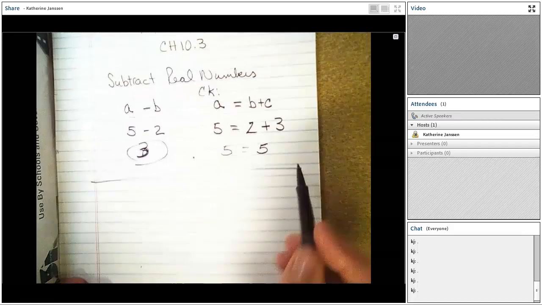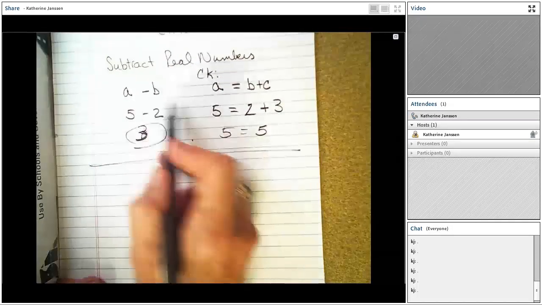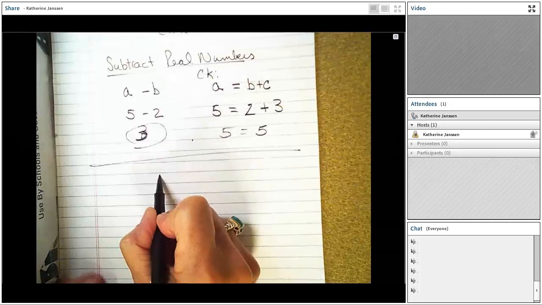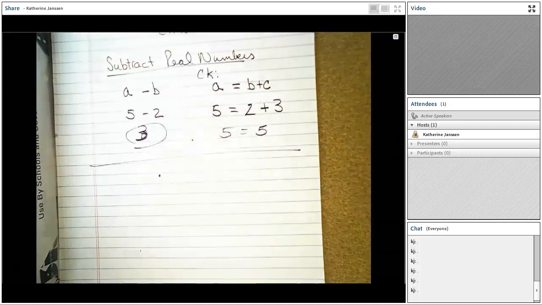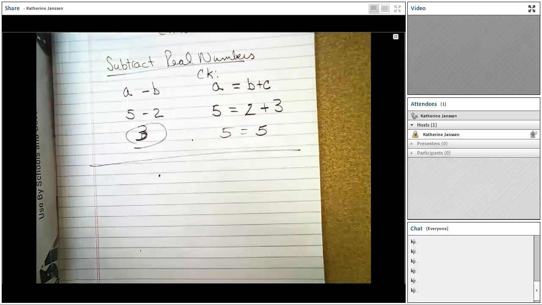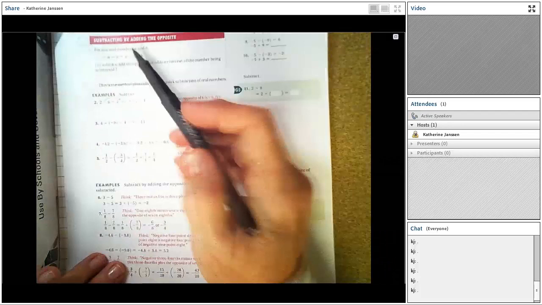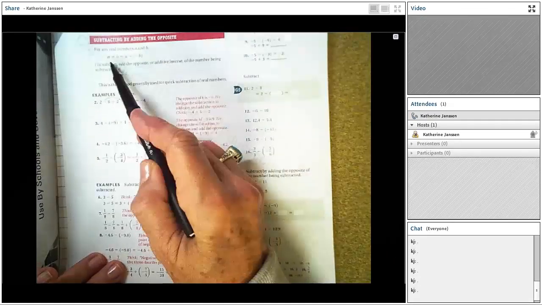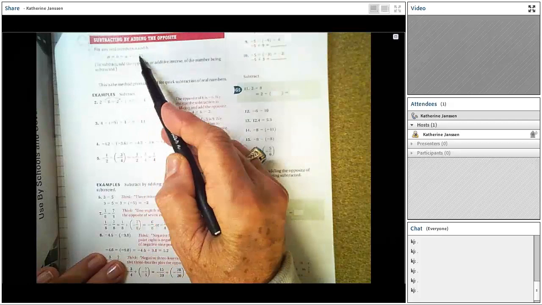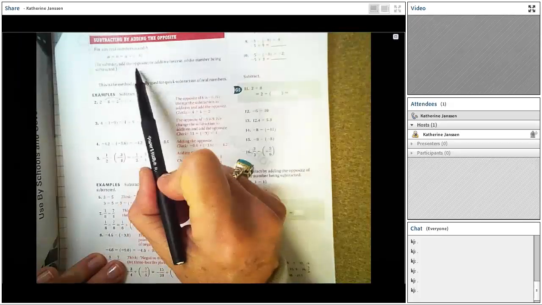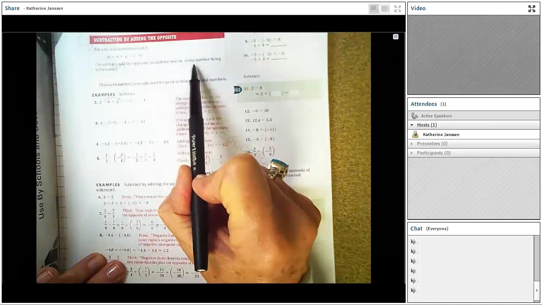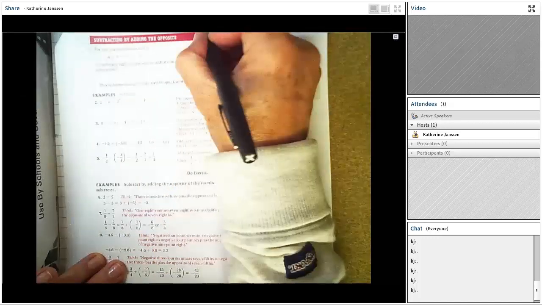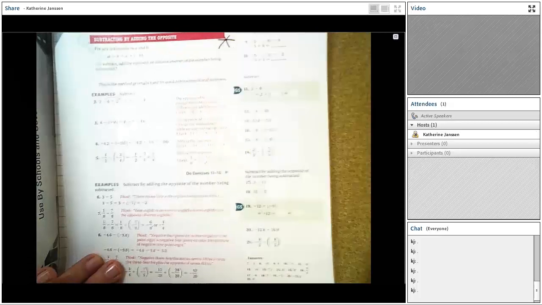So when we are working with subtraction of real numbers, we want to read our definition. And this is one of the most important definitions in your text. For any real numbers A and B, A subtract B is equal to A plus the opposite of B. It says to subtract, add the opposite or additive inverse of the number being subtracted. This is on page 615. And this is very, very, very important. This is why we make mistakes on tests.